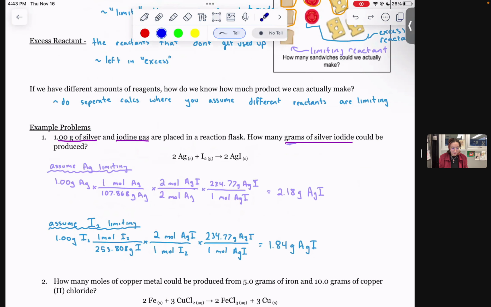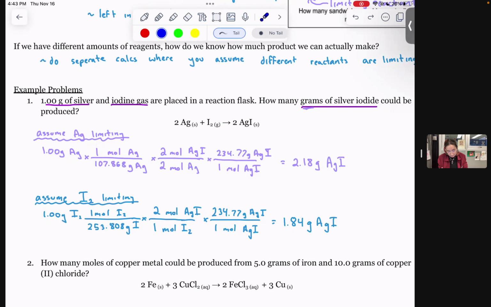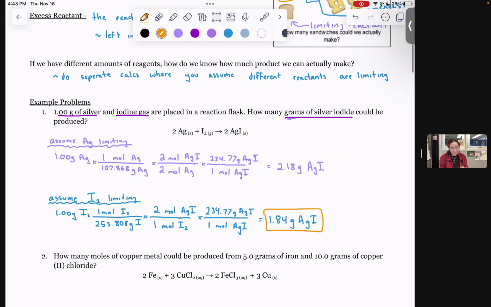So kind of like our sandwich example, we're only able to make 1 sandwich because we ran out of bread. In this case, we're only able to make this much silver iodide because we ran out of I2. It was limited by the amount of I2. It's a smaller number than if we did it the other way. So this is our actual amount produced. And so generally when I do it, I just box that one, like that's how much I actually made.